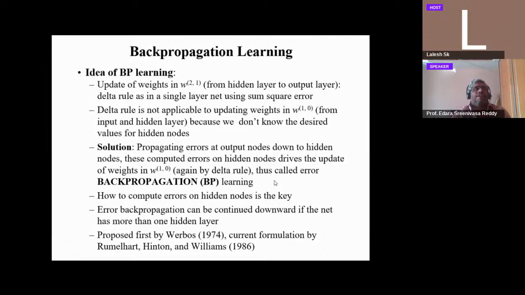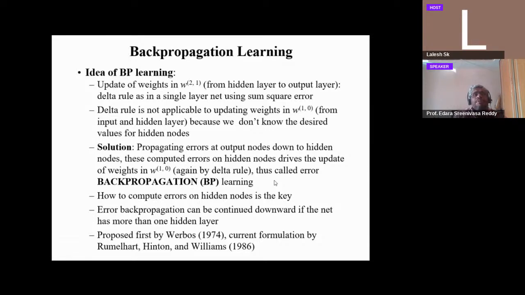So what is the idea now? What is the idea behind backpropagation learning? Update of weights in W21, where W21 means hidden layer to output layer, using the delta rule as in a single layer net using the squared error. We discussed the delta learning rule yesterday. So by using the delta learning rule, we are going to update the weights. That's why we calculate the squared error.